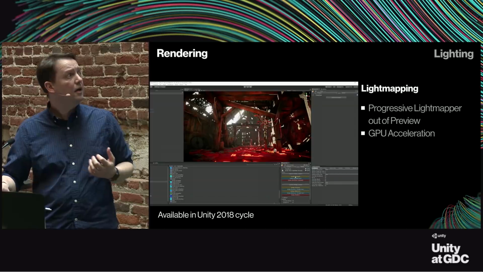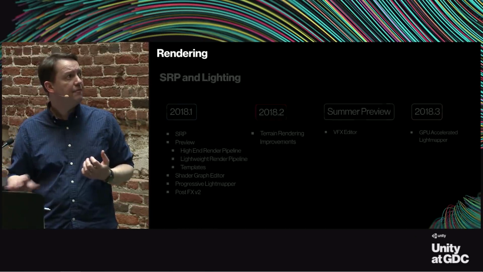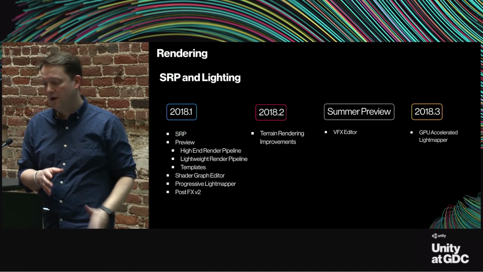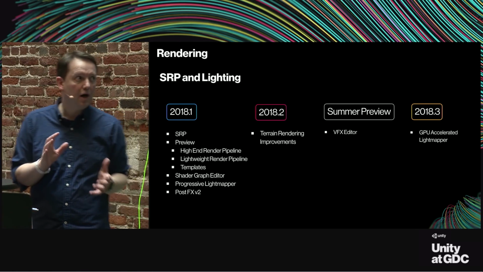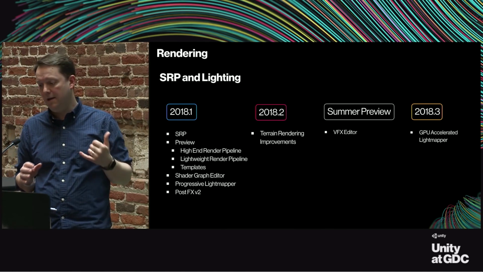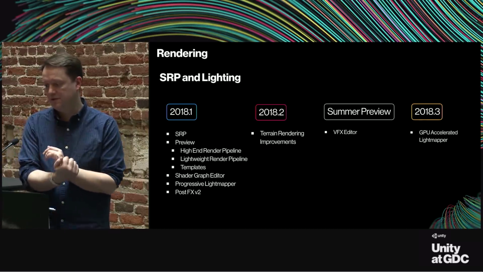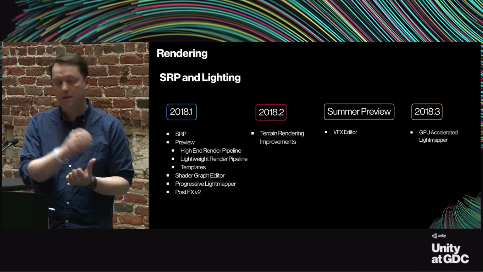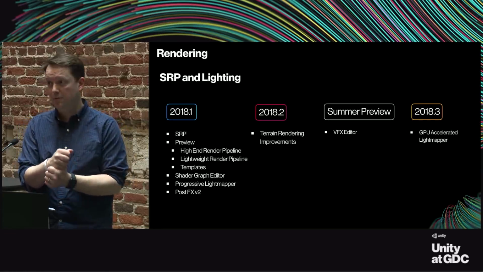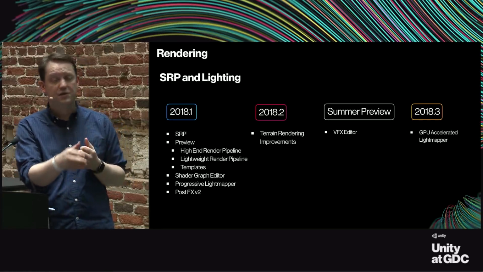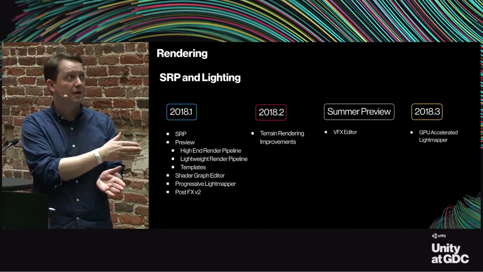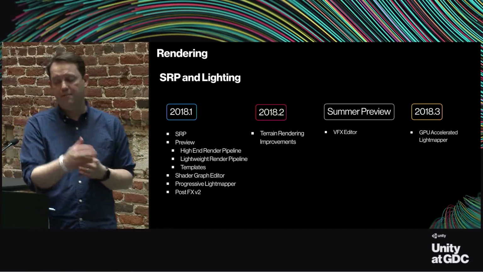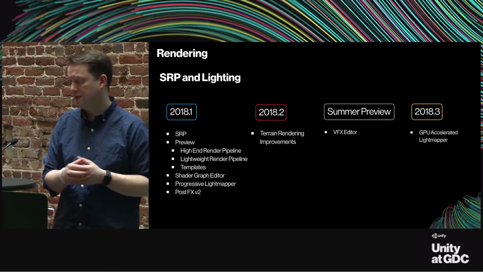So the roadmap for all of this great technology, 2018.1, dropping a whole pile of really cool pieces. So the tools to support you with the shader graph editor, the progressive light mapper. The SRP pipelines will be in preview. 18.2, updating our terrain. I talked about that a bit earlier. The VFX editor, obviously it comes into play here. And then by the end of the year, our GPU accelerated light mapper.